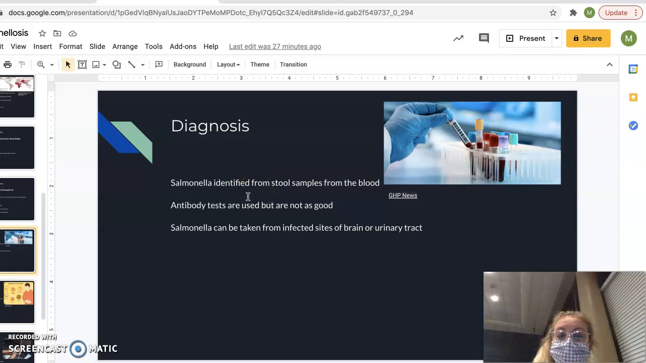The diagnosis is that salmonella must be identified from fecal matter or from the blood. Antibody tests are used, but they're normally not as good and don't really always show positive results. Salmonella can be taken also from infected areas like the brain or urinary tract.